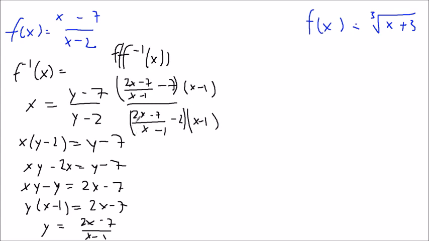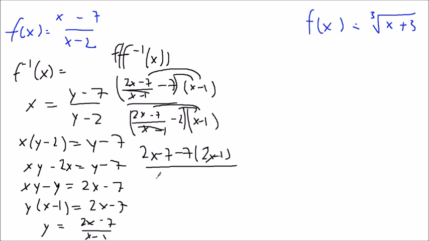So now when you multiply, this removes this, but this gets an extra x minus 1, right? So this removes this x minus 1. This gets an extra x minus 1. Now you have 2x minus 7 times 2x minus 1 over 2x minus 7 minus 2 times 2x minus 1.